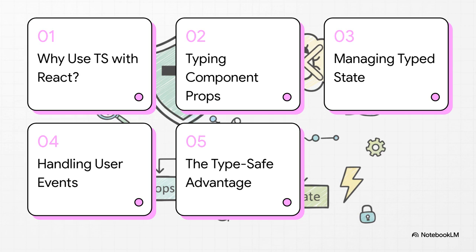So here's the plan. We're going to start with the big why. Why even bother with this? Then we'll get our hands dirty and build a component step by step. We'll start by typing its props, then give it some memory with typed state, and finally make it interactive by handling user events. All of it the type-safe way.